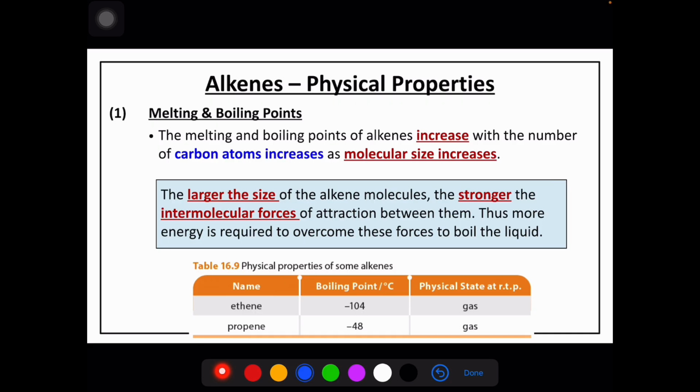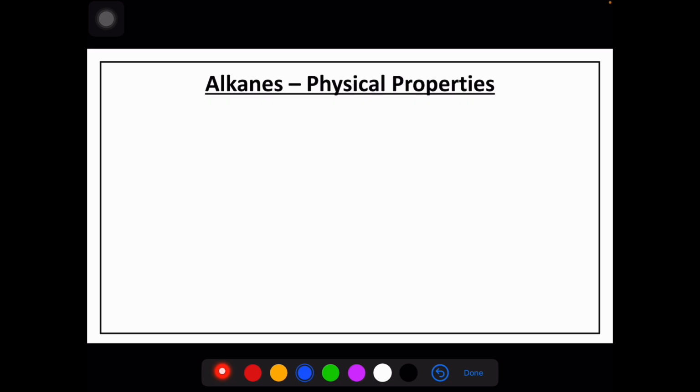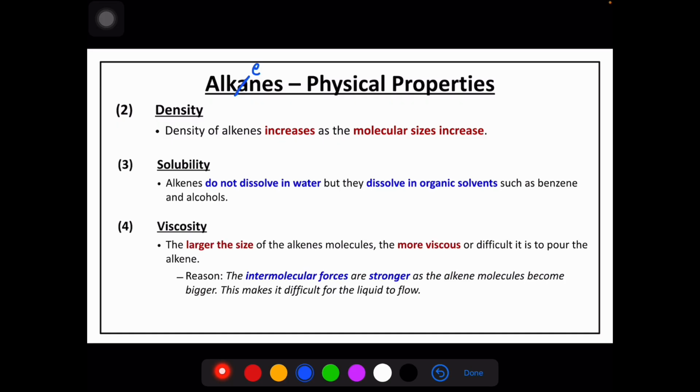Right, so you see some data over here. On the next page, there's a typo here. So for alkenes, density increases similarly because molecular sizes increase. Alkenes also do not dissolve in water, but they dissolve in organic solvents such as benzene and alcohols. Alkenes, the larger they are, the more viscous. Viscosity, if you recall, means how difficult it is for it to flow. So the more viscous, the harder it is for the chemical to flow.